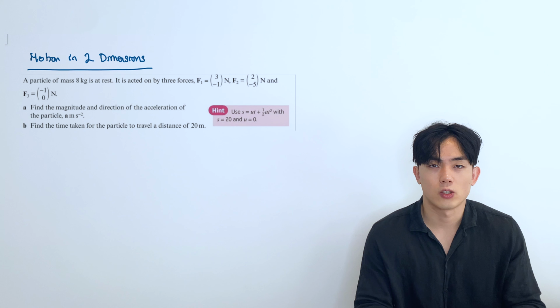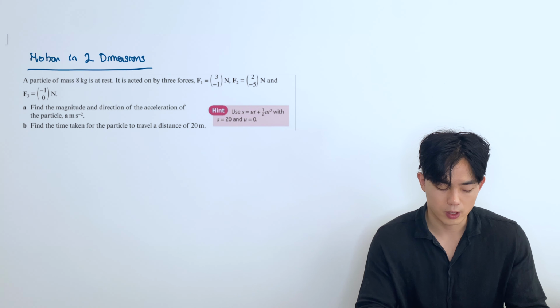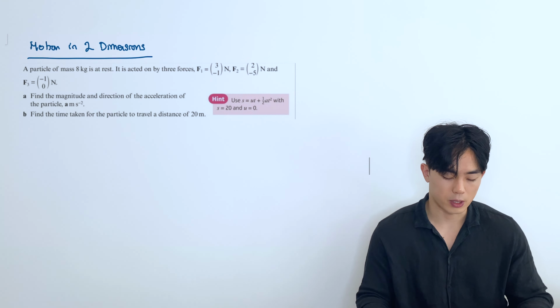And this Newton's second law doesn't only work in one direction, it can also work in 2 directions at the same time, so in vector form. So if a particle of mass 8 kilograms is at rest, it is acted on by 3 forces F1, F2, F3. Find the magnitude and direction of the acceleration of the particle in meters per second squared.